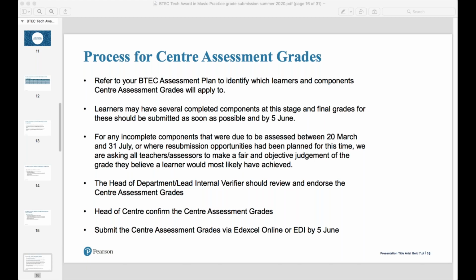We're not asking for any evidence to be submitted for the centre assessment grades, but we may carry out some checks for our quality assurance processes with respect to that.